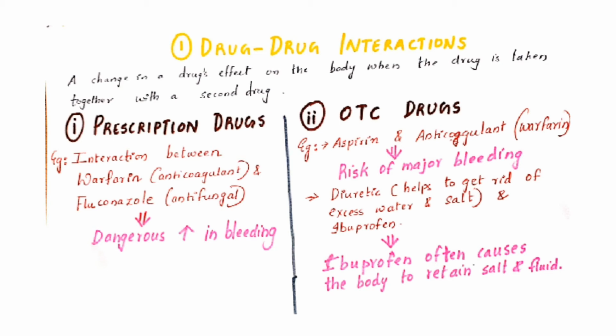For example, the interaction between warfarin, an anticoagulant, and fluconazole, an antifungal. Their interaction can lead to a dangerous increase in bleeding. Whereas in the case of over-the-counter drugs, when aspirin and anticoagulants such as warfarin are given, they increase the risk of major bleeding. Also, diuretic and ibuprofen. Diuretic is something which helps to get rid of excess water and salt. Whereas ibuprofen may cause the body to retain salt and fluid and hence decrease the action of diuretic. So, diuretic and ibuprofen combination is not recommended.